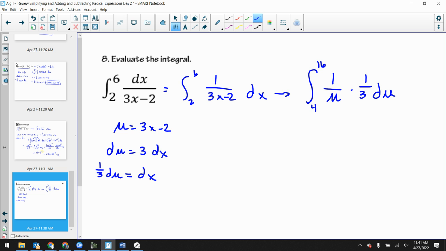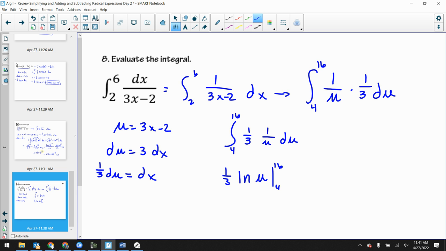Okay. So now let's rewrite it a little bit. This is 1/3 integral from 4 to 16 of 1/3 times 1 over u du. And now when I do the antiderivative, this is going to be 1/3 ln of u plus c. Do I need the plus c? No. Nope, but I do need a vertical line with 4 and 16.